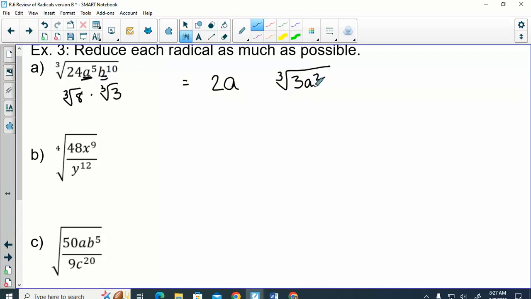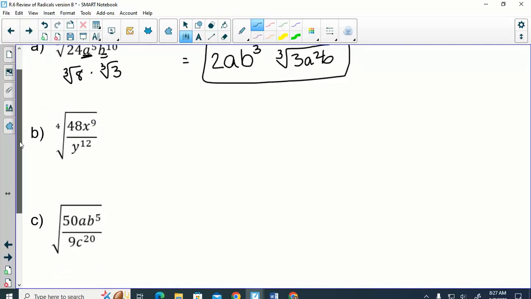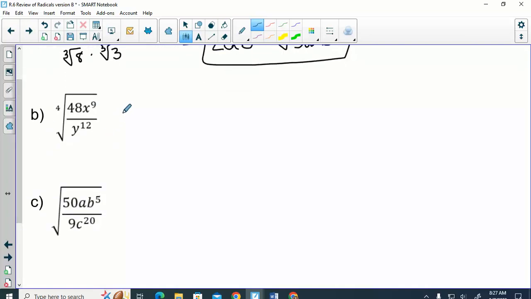If you have 10 b's, how many groups of 3? How many left over? Did you guys get that one? B, 48. Does something to the 4th power equal 48? Okay. So you can break it into a 16 and a 3. So 4th root of 16 is 2, so 2 comes out, 3 stays under.